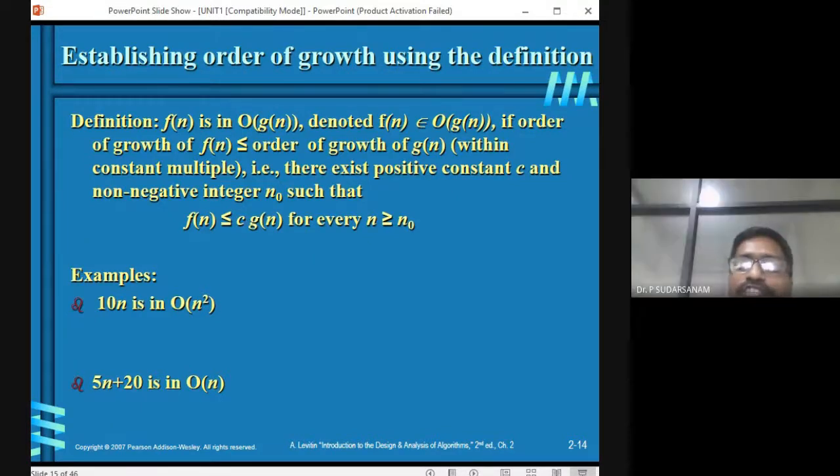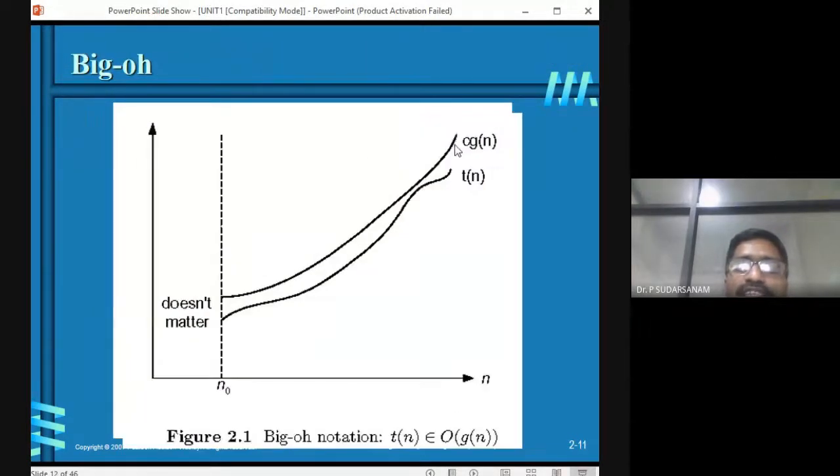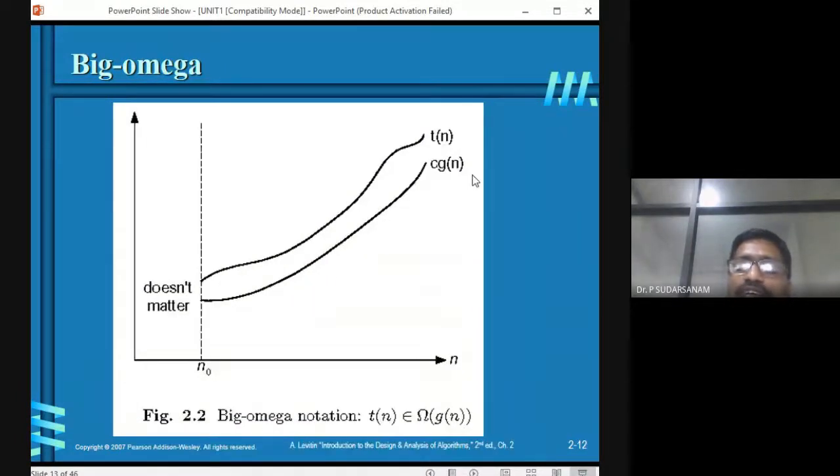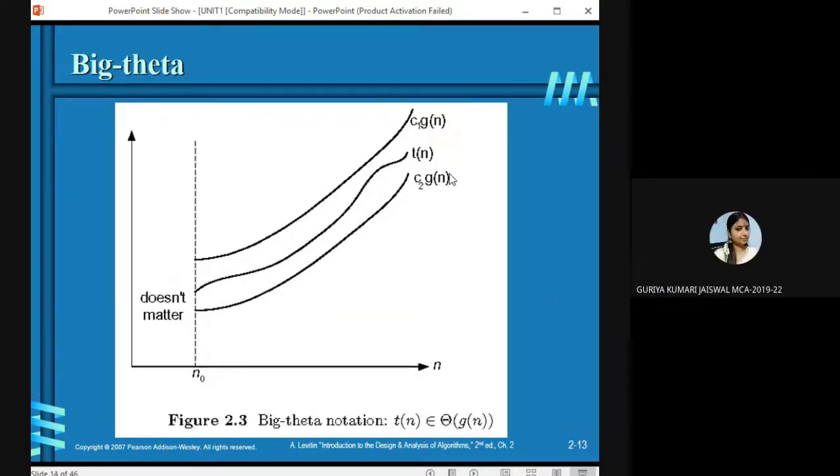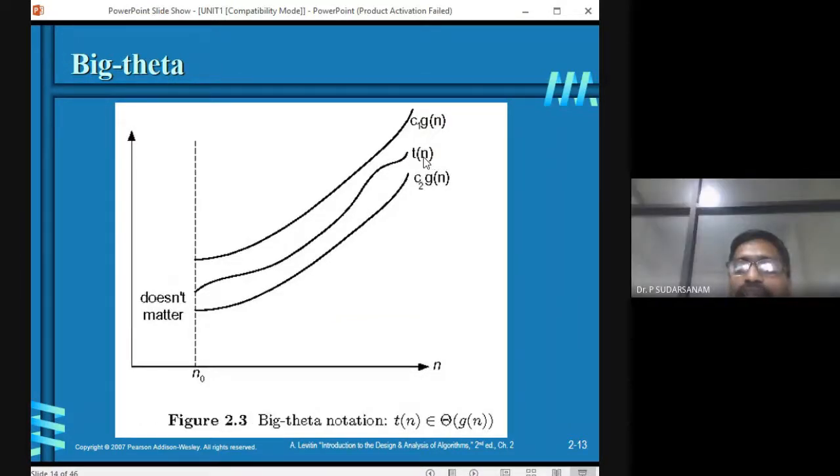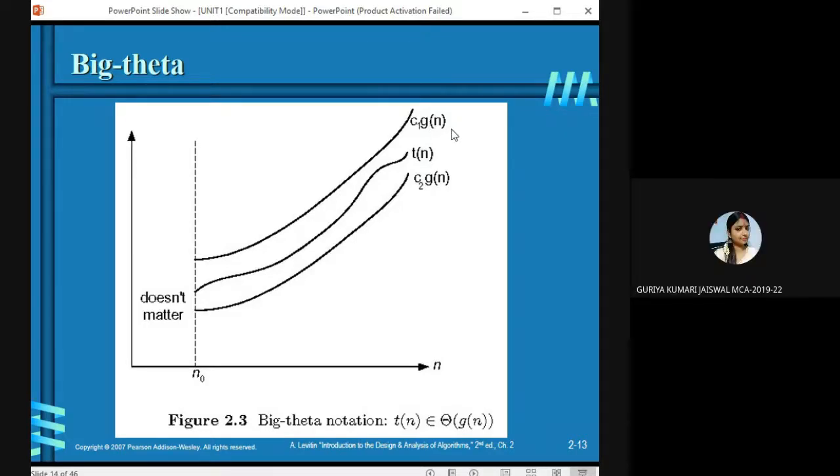So now the first one is T of n less than or equal to order of g of n. The second function is T of n greater than or equal to c into g of n. Now tell me, this one definition is nothing but T of n in between c1 into g of n is less than or equal to T of n, less than or equal to c2 into g of n. That is the equation.